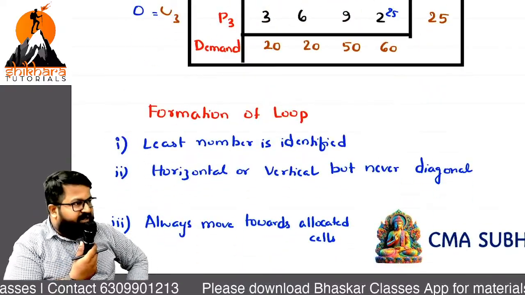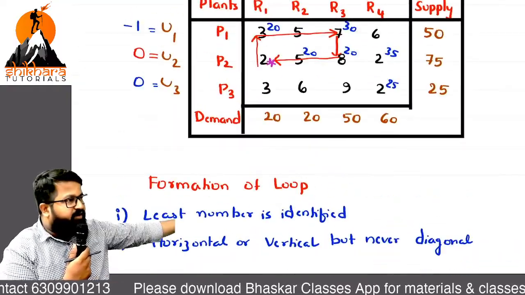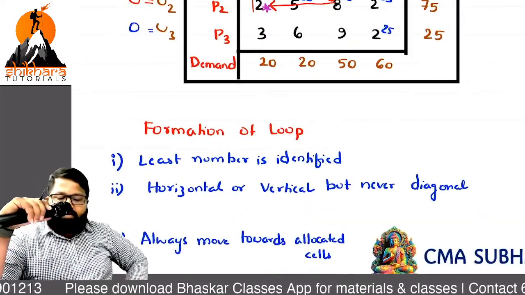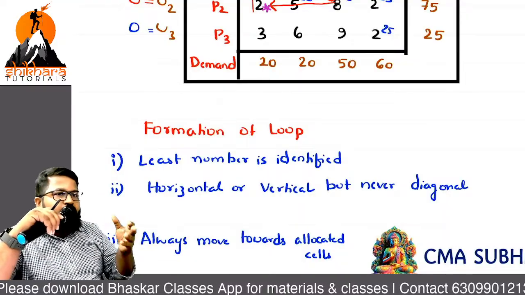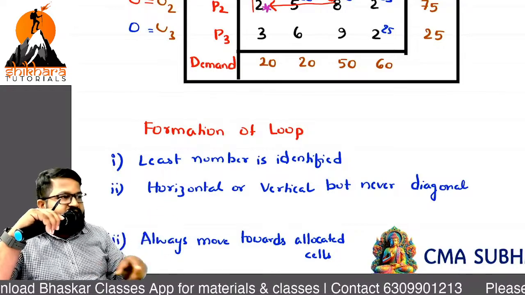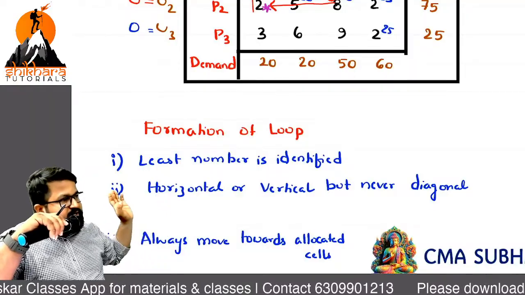The least number is identified in the case of delta Aj. That cell, whatever address is there, we marked it with a pink color. And what is the next one? From that point we need to move either horizontally or vertically, never diagonally. That is done. And what is the last one? Always move towards allocated cells. That part is also done.